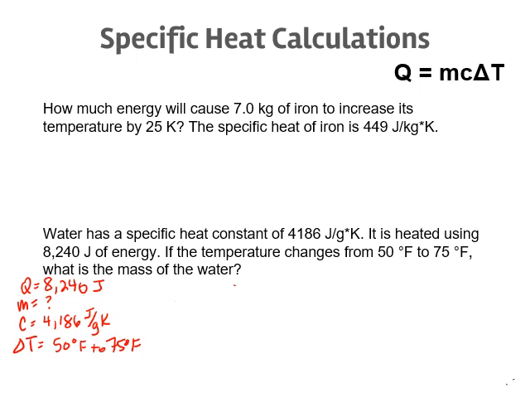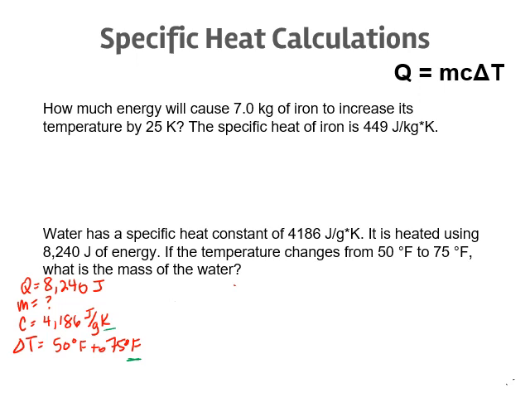Now we have to make sure all of our units are the same, and currently they're not. Currently we're given Fahrenheit and Kelvin. We're going to have to change one of those. I highly recommend never changing the specific heat constant. It's going to be too much of a headache. So what we need to do is change Fahrenheit to Kelvin.